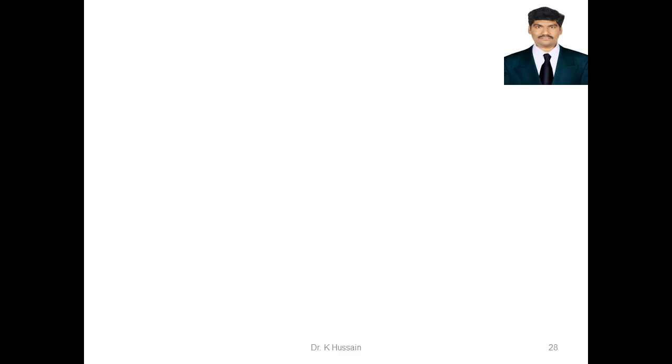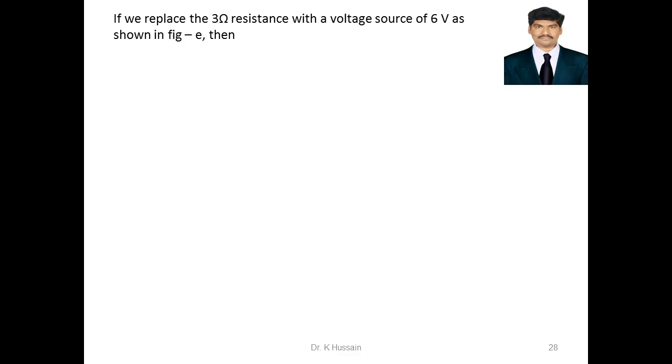Now you see here. If you replace the 3 ohm resistor with a voltage source of 6 volts, because we already found that value, in place of that we are taking only 6 volts, as shown in this figure. Now we remove the resistance, and in place of that we have taken 6 volts. So this is again a simple circuit. Directly, 10 minus 6 by 2. How much will we get? We will get the current.